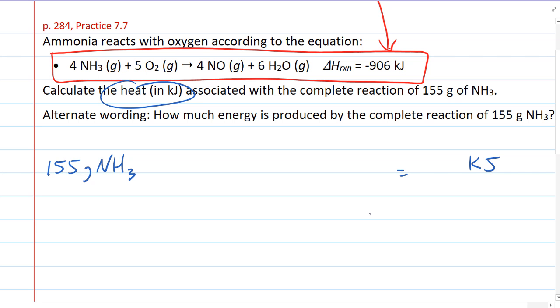So now this actually winds up being very much a stoichiometry problem. We're going to take the grams of ammonia, and to use the thermochemical equation, we need to convert grams of ammonia into moles. So to convert grams into moles, we'd put grams in the bottom, and on top we'd put moles.